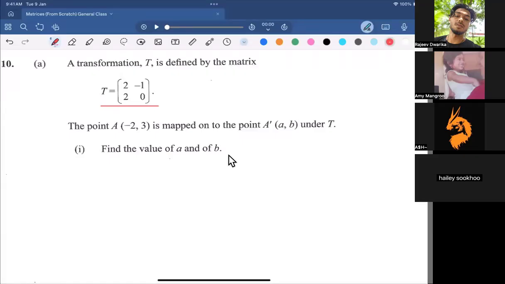Right, guys. So we need to figure out the image here. Now we have the object. The object is (-2, 3), and we have the transformation, which is (2, -1; 2, 0). So to figure out the image, you always multiply the transformation by the object. So to figure that out, I would say (2, -1; 2, 0) by (-2, 3).